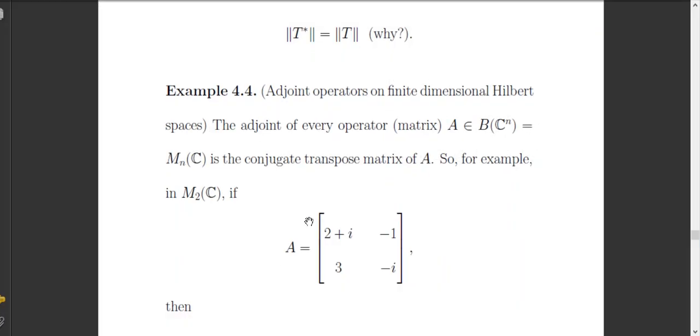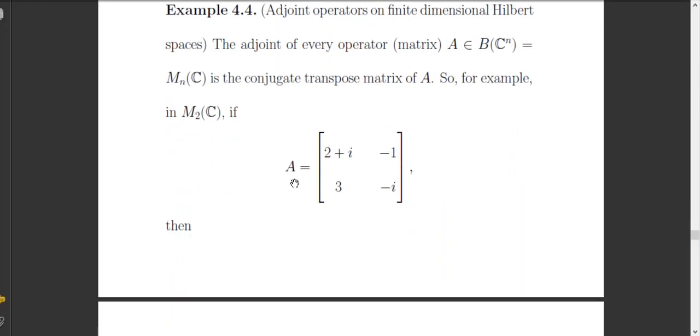You can see here, for example, look at this. This is a 2 by 2 matrix. So this matrix corresponds to a bounded linear operator on C2, like T. Now, this T is automatically adjointable, right? So we have T star. So the matrix of T star is denoted by A star. But what is that A star? You can see here, the conjugate transpose of A.